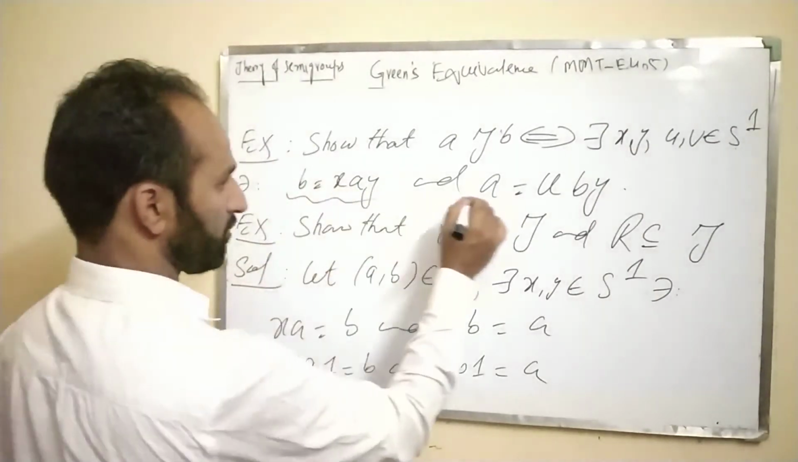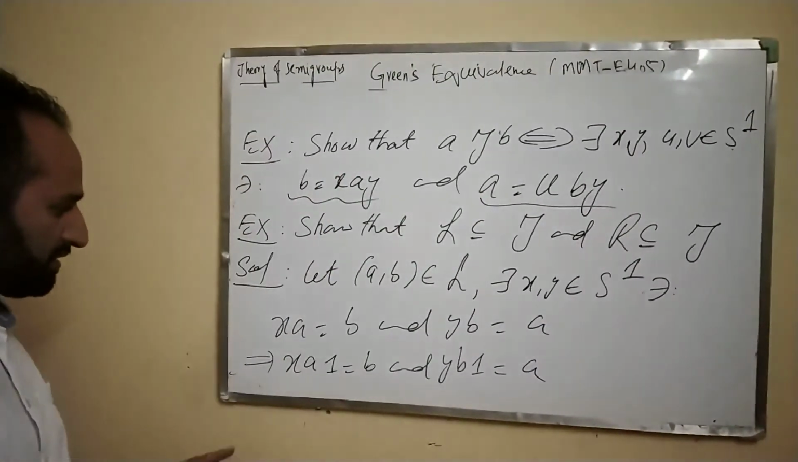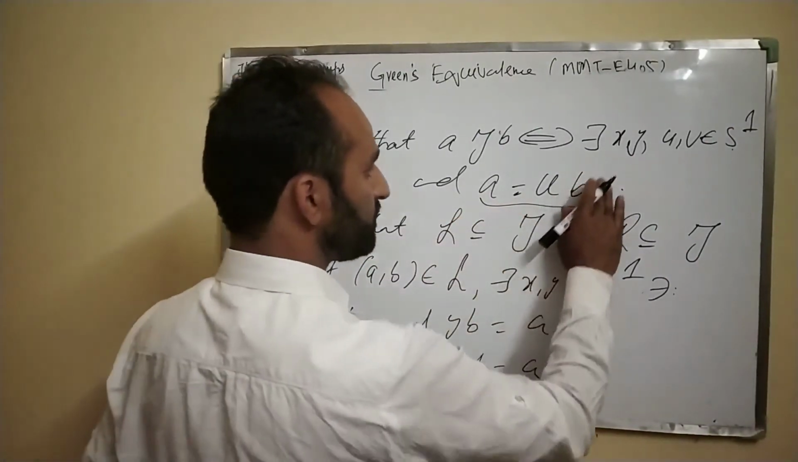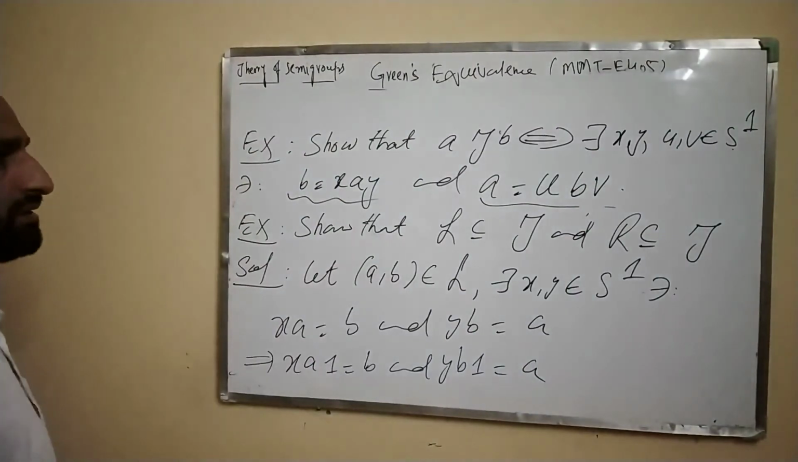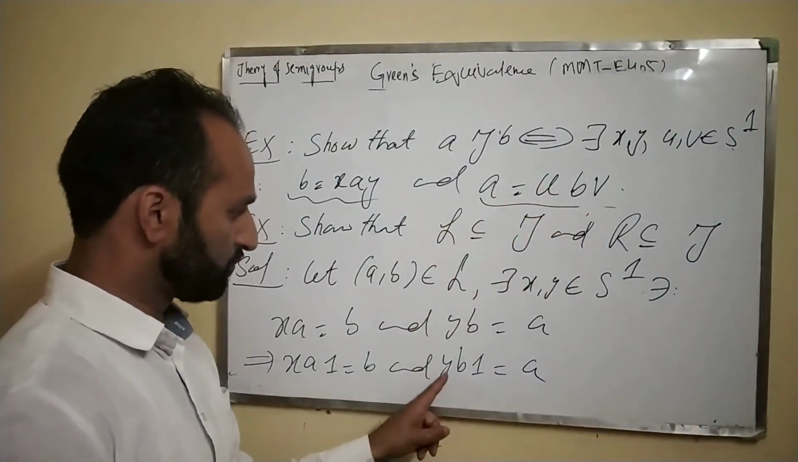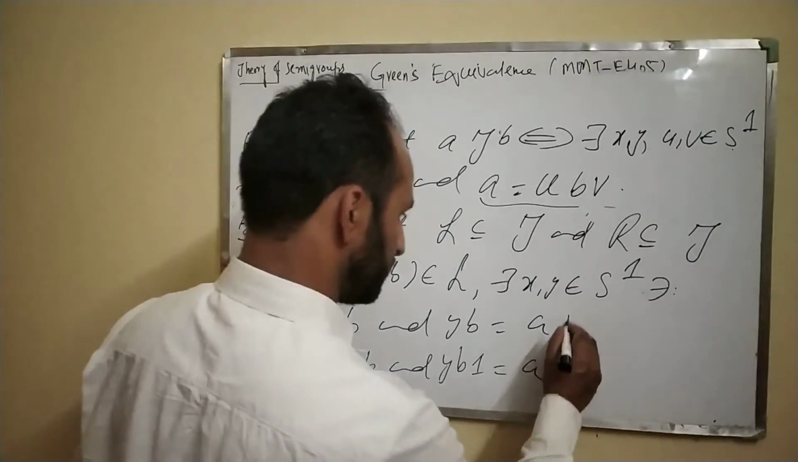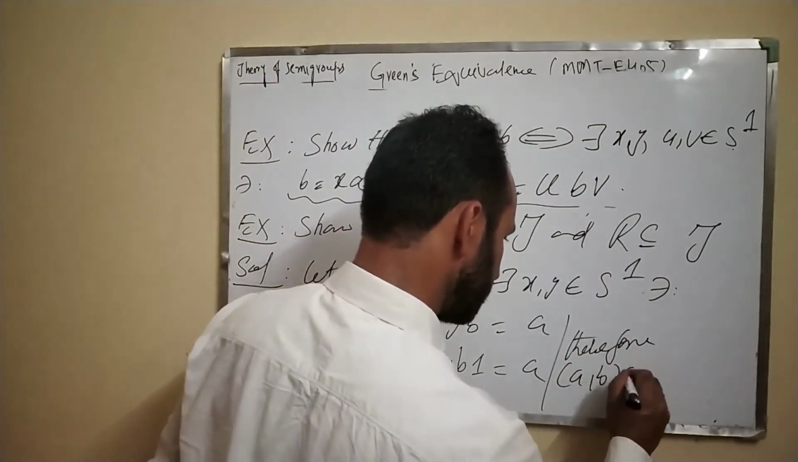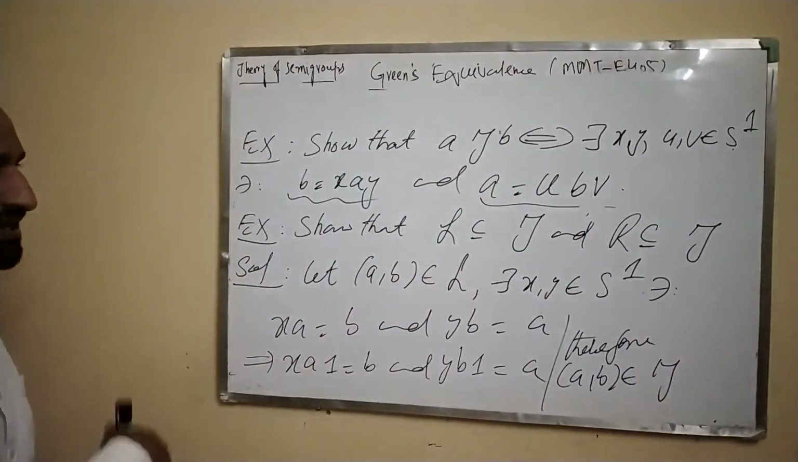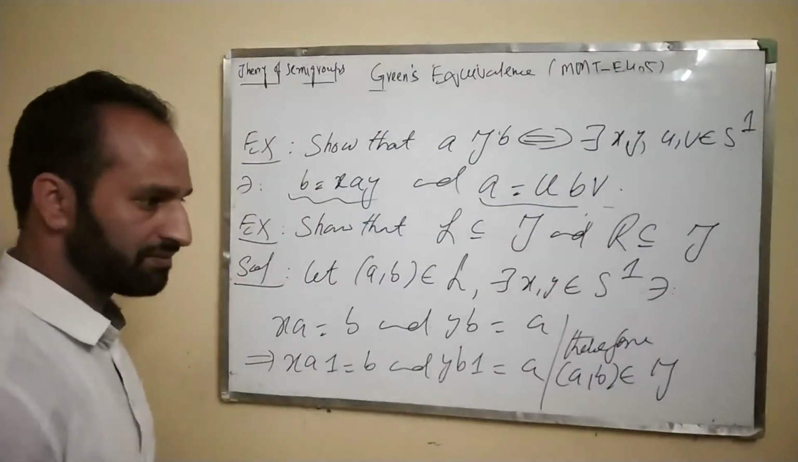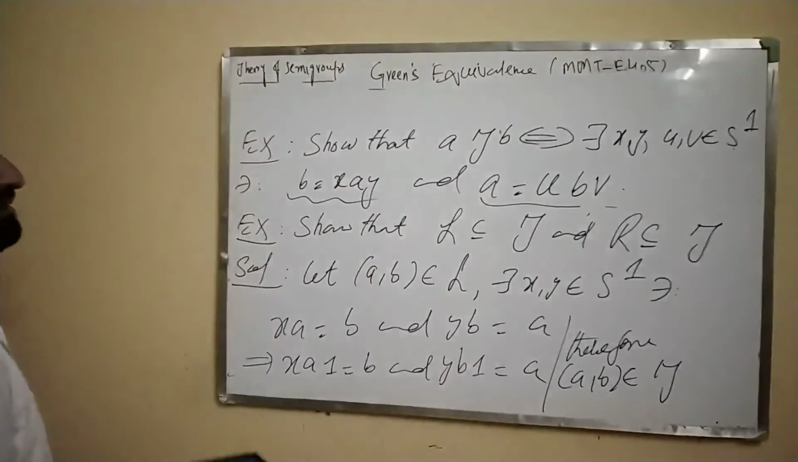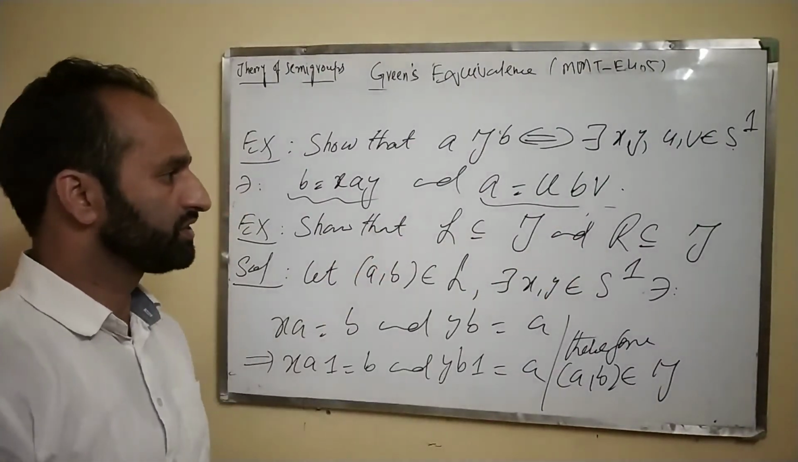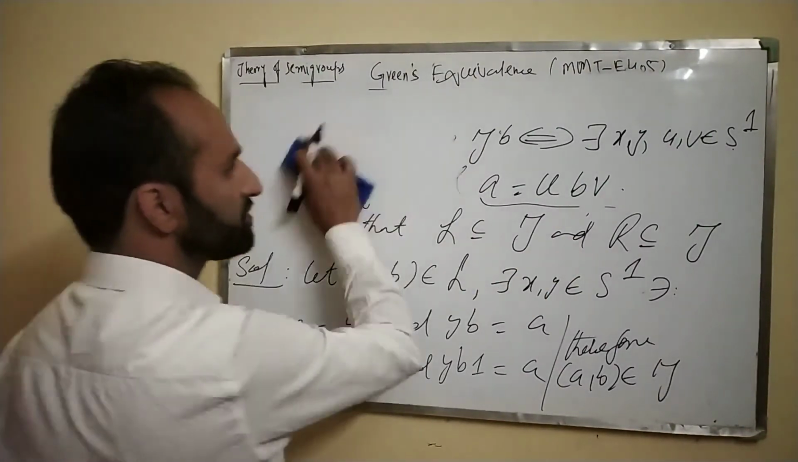It satisfies this property. XAY is equal to B, and it's actually UBV here, not UBY. UBV is equal to A. So therefore, A, B belongs to J. And on similar lines, we can see that R is a subset of J. So both L relation and R relation are subsets of the J relation.